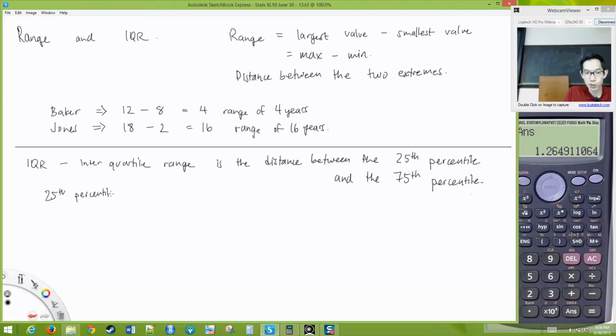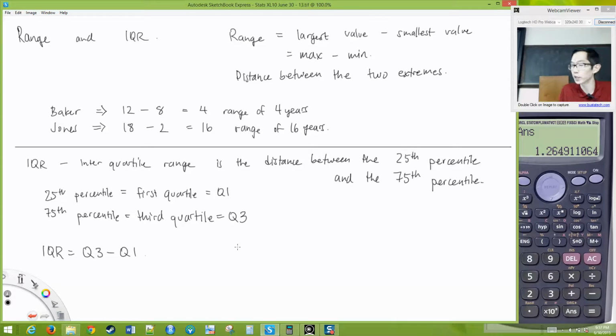So the IQR is basically the 25th percentile, which we call Q1, or the first quartile, and the 75th percentile is the third quartile, or Q3. And the IQR is equal to Q3 minus Q1. So how do we find Q3 and Q1?